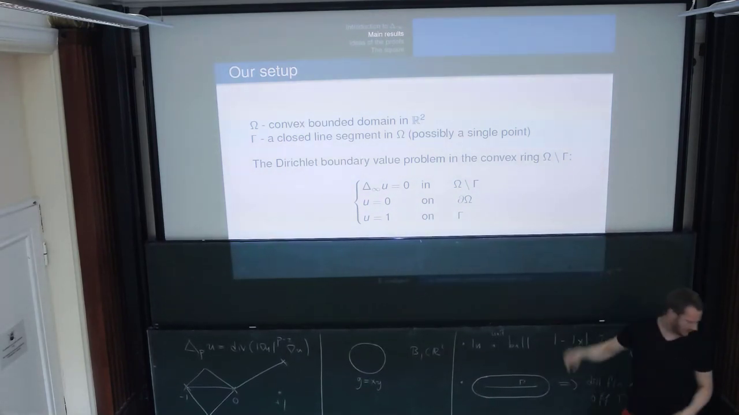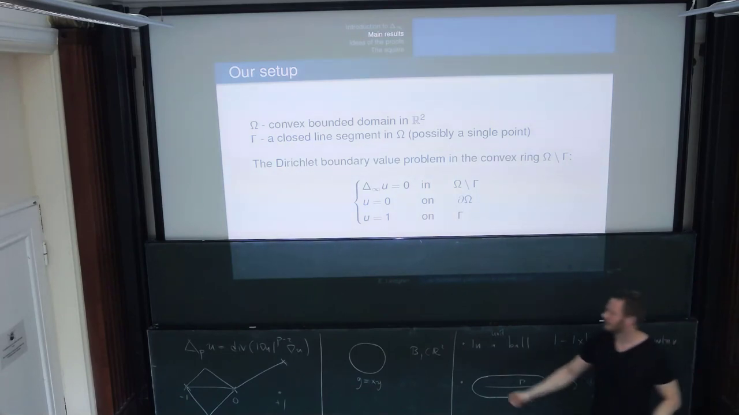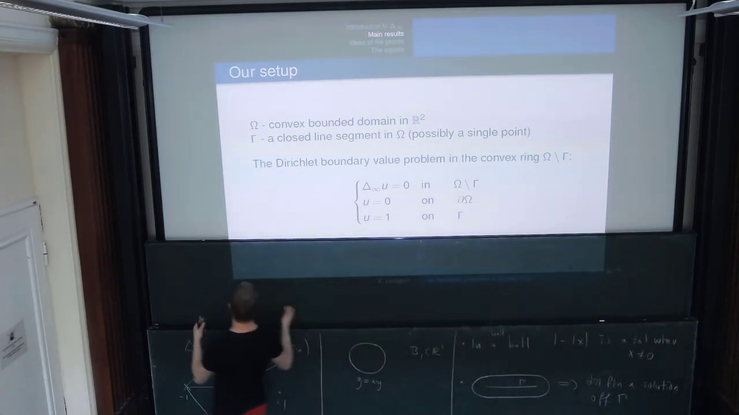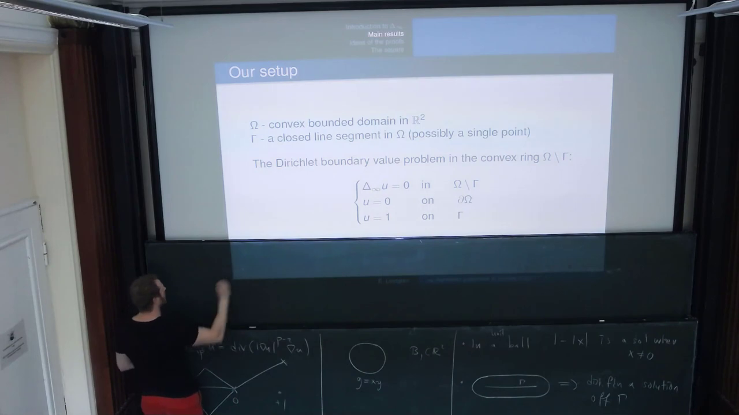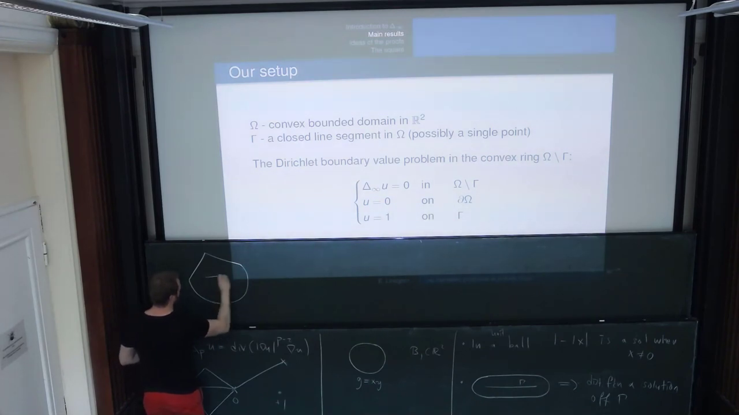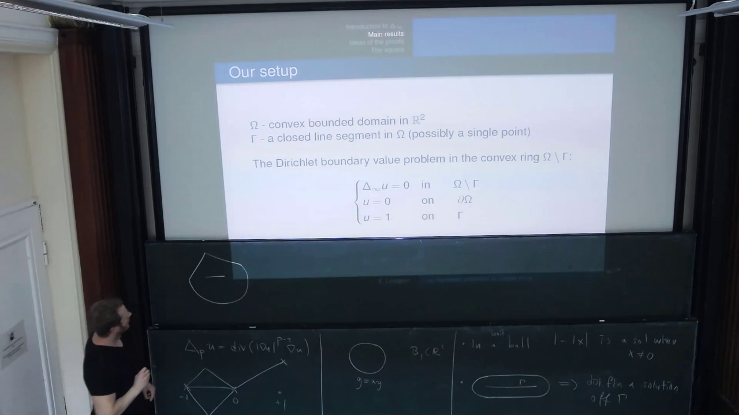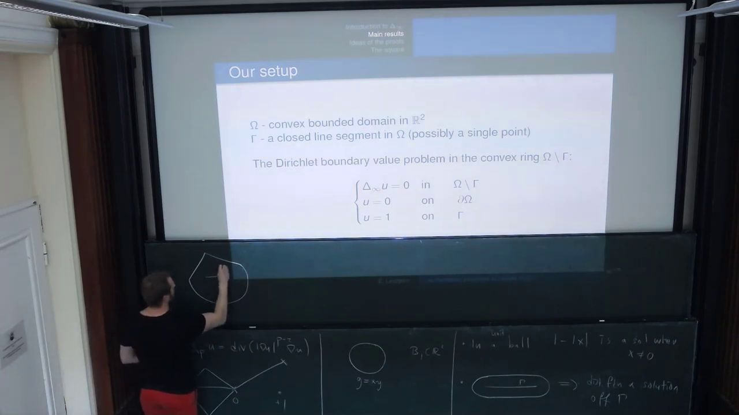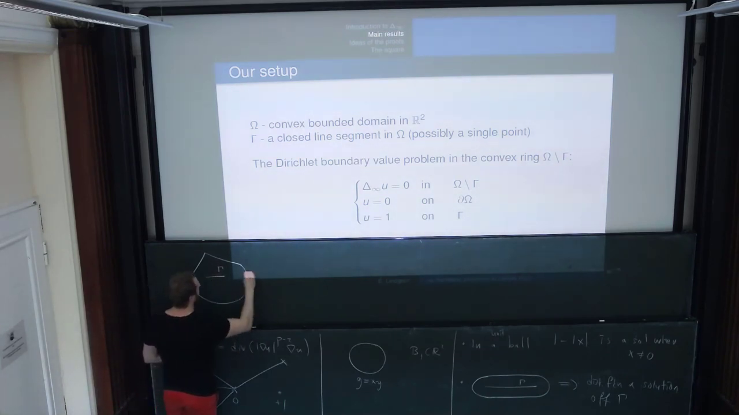So we're working in some special assumptions. That's why we thought we could actually prove something. So you take a convex set, perhaps looks like this, and then you remove a point or a line. Let's say a line. So this is what they call gamma. This little line here, and this is the omega.